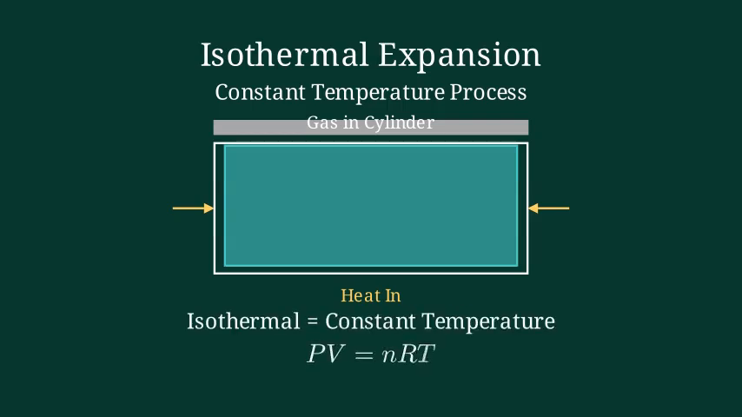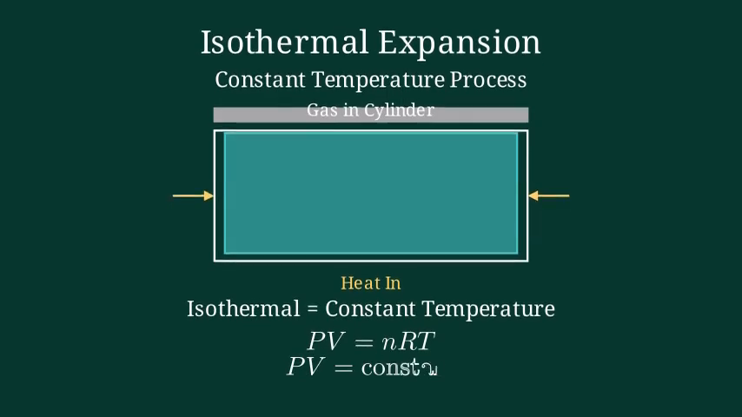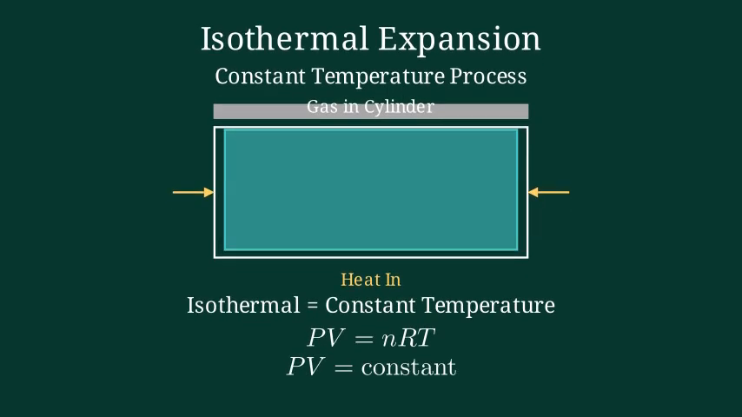We use the ideal gas law, PV equals nRT. In this process, n, R, and T are constant, so P times V remains constant. This is also called Boyle's law. Now, let's derive the work done in an isothermal expansion.